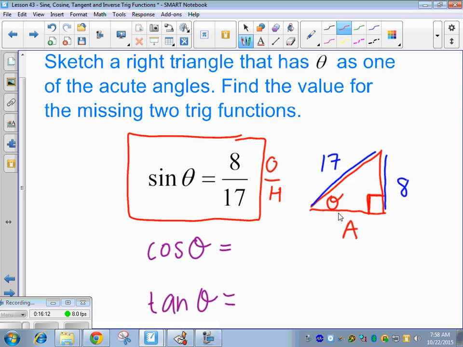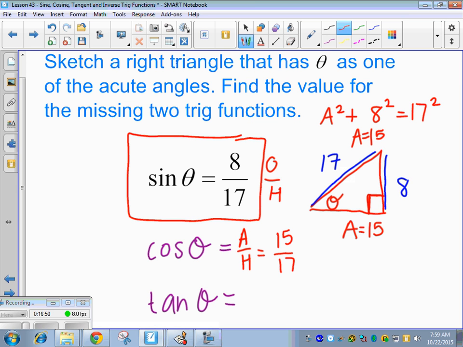And let's do the Pythagorean theorem to find it. So a squared plus 8 squared equals 17 squared. You guys solve for a for me. 15. Awesome. So we get 15 for a based on the Pythagorean theorem. Now we can find cosine and tangent. So cosine is always equal to adjacent over hypotenuse. What's adjacent? 15. What's hypotenuse? All right, so there's cosine theta.